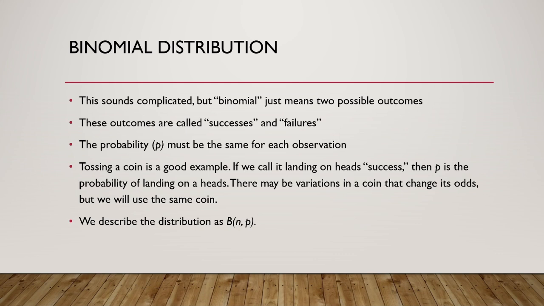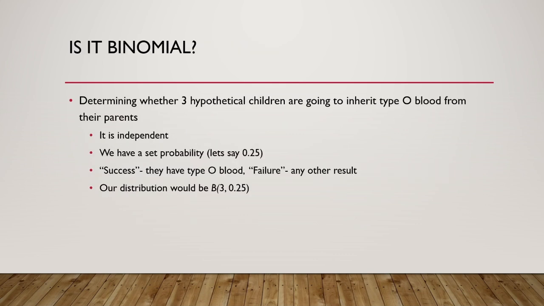Even if maybe the coin is not made properly and is weighted one way or the other, if we keep using the same coin over and over again, the odds are always going to be the same. It's going to be completely independent. So landing on heads would be the example of success here. So we're looking at P, the probability of landing on heads. We would describe the distribution as B, parentheses, put our n there, and then comma, our probability there.